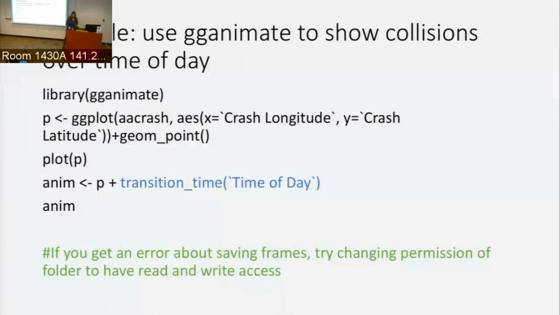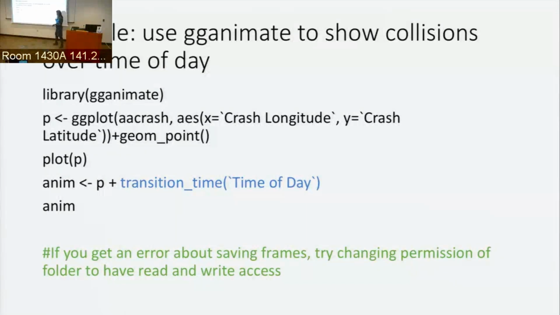And then once you have that stored, we're going to add another layer here, which is this function transition_time. So there's a couple different ways to animate, and essentially transition time is really useful if you have some kind of variable with time information, which we do. We have a variable time of day, right, which gives you the hour information throughout the day.